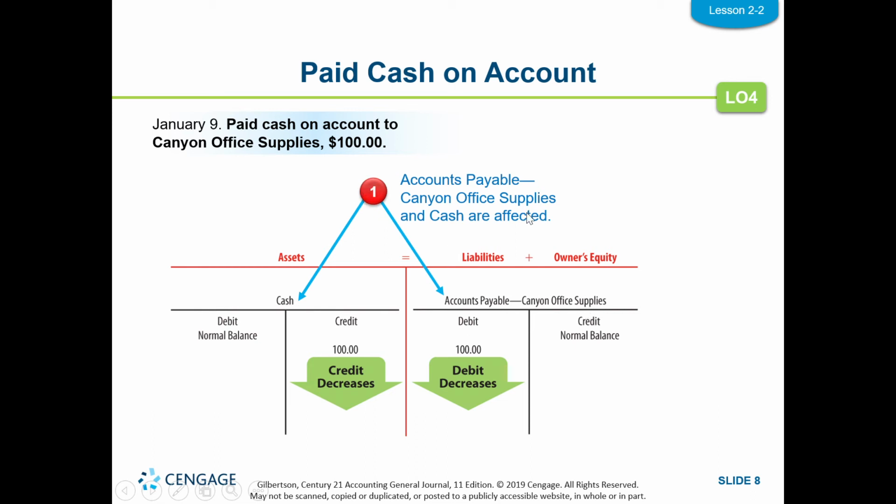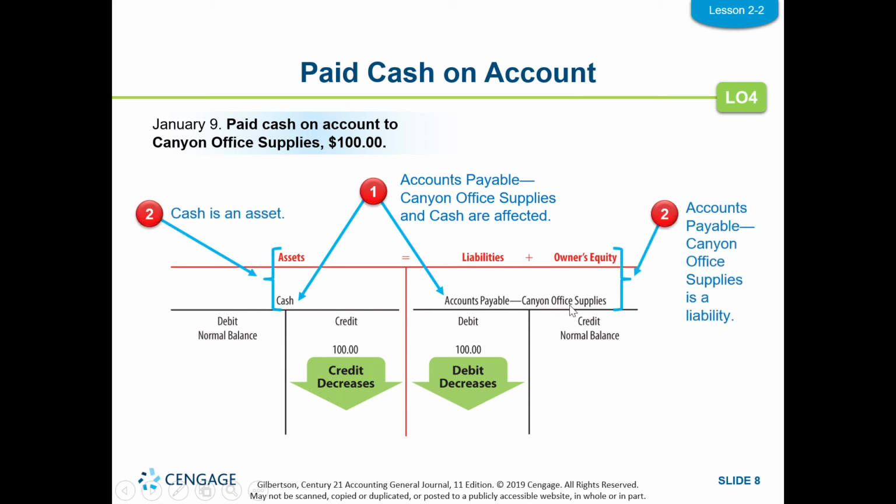Now, I've got to find the classification. Cash is an asset. Accounts payable, Canyon Office Supplies, is a liability. Okay, now I paid cash, so my assets are going to be decreased because I'm giving that asset to somebody else. Okay, liability, I now owe less money because I paid on account. So when I pay, liabilities are going to be decreased when I pay on account.